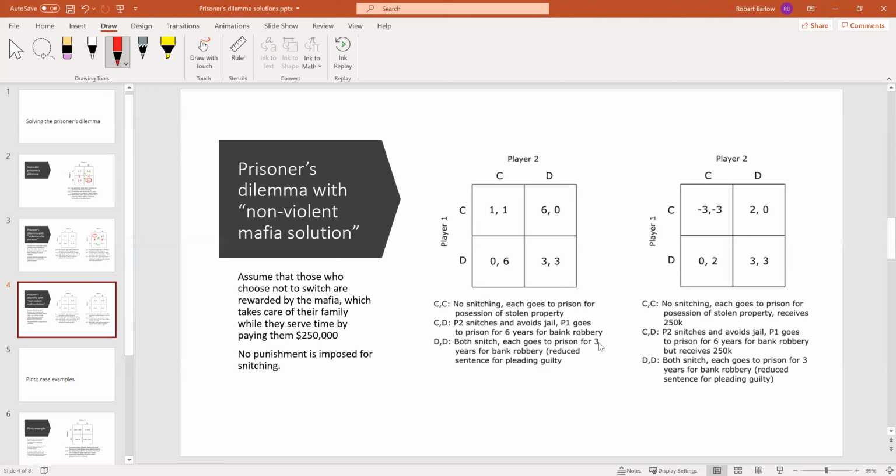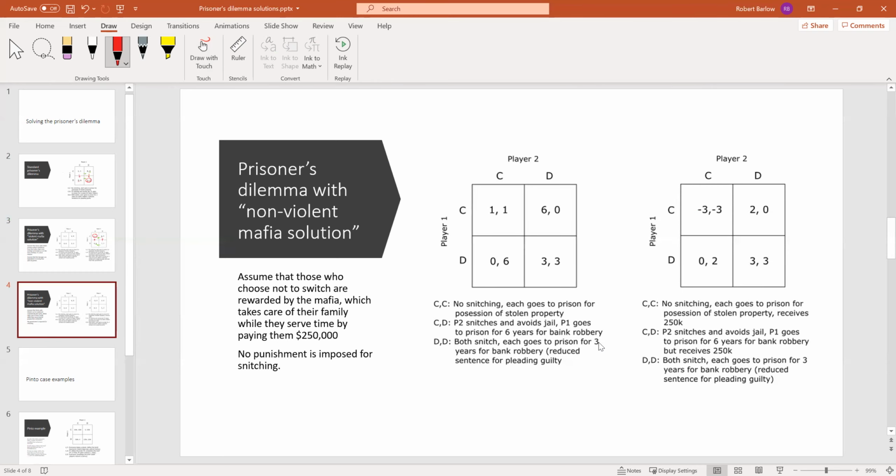So let's walk through the scenario. Rather than serving 1 year in prison, they're serving the equivalent of -3 years in prison in this instance. They've been paid out a lump sum. They're happy to serve time if it means that they get paid out that sum. Likewise, rather than serving 6 years in prison, they're still going to serve 6 years time, but it's going to be equivalent to 2 years time from their perspective because they're going to be paid this lump sum, and the same is true here. And of course, they're not going to be paid anything if they snitch. They're just going to go to jail for 3 years.